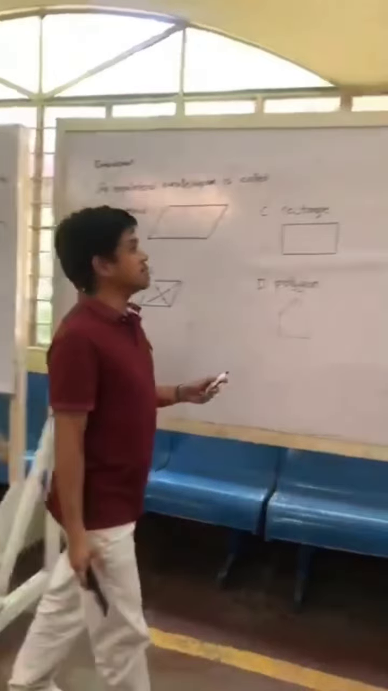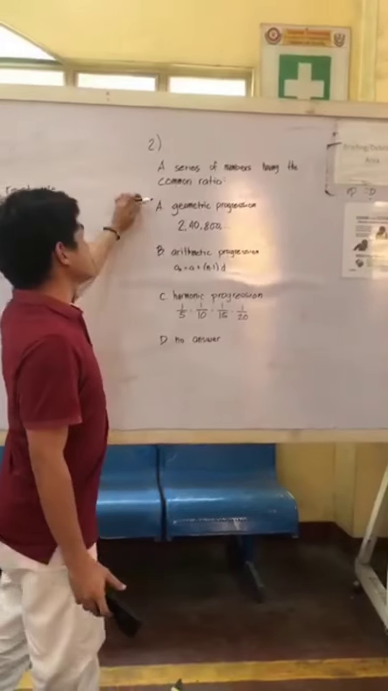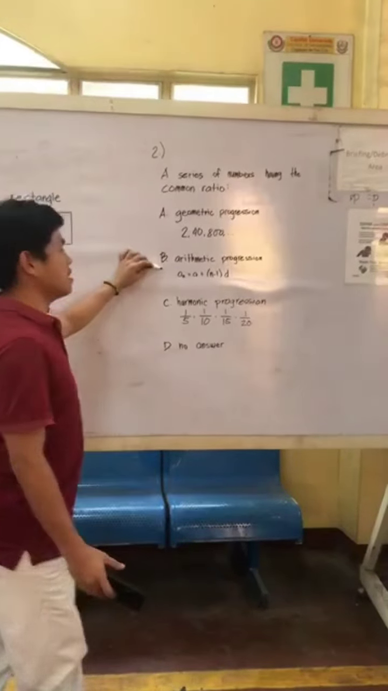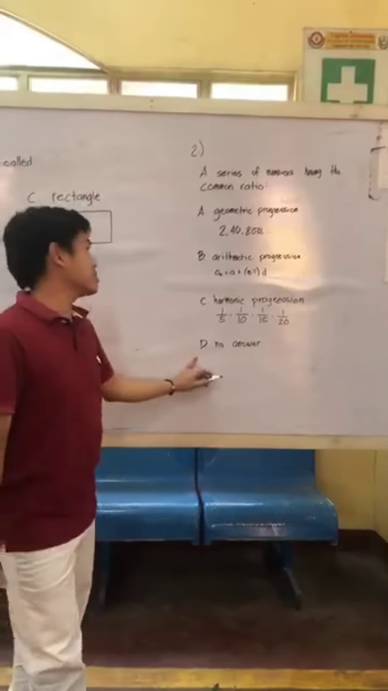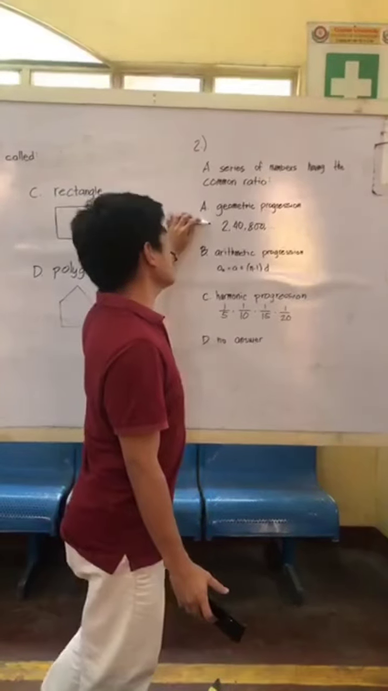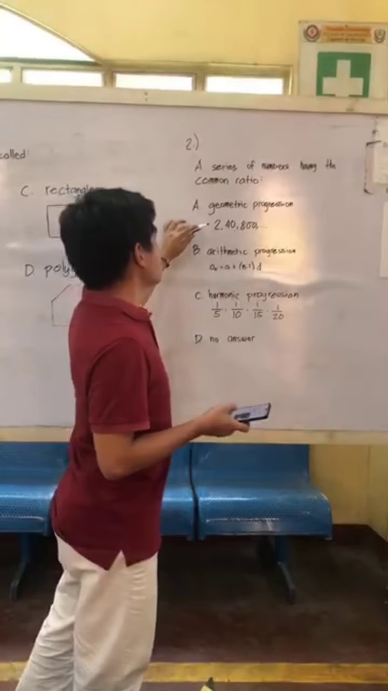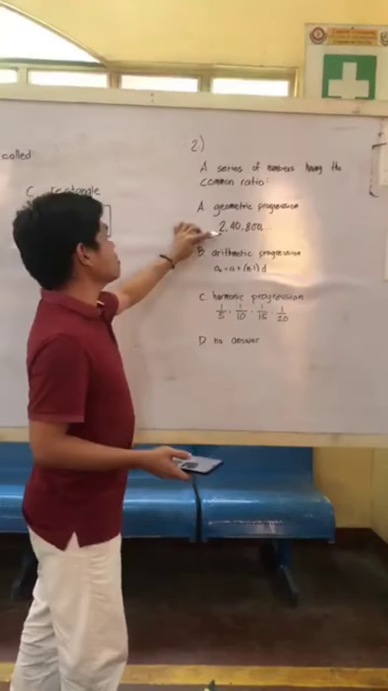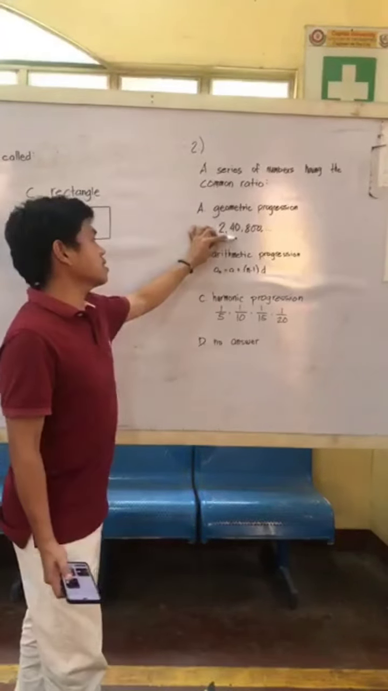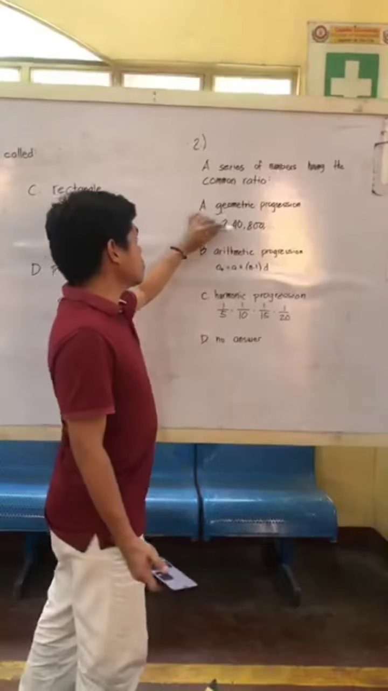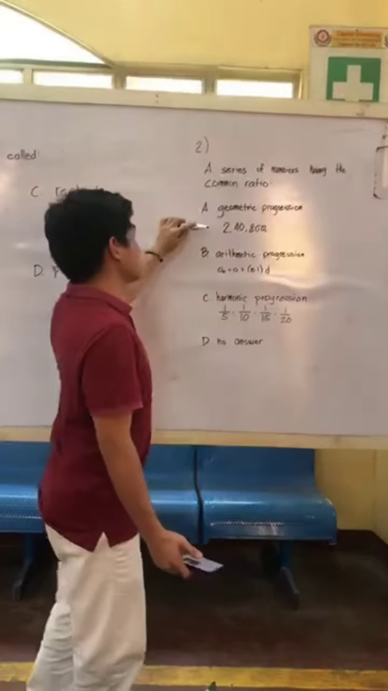So next is a series of numbers having the common ratio. A. Geometric progression, B. Arithmetic progression, C. Harmonic progression, or D. No answer. So geometric progression has a common ratio, which is 20. So here, you just multiply it by 20. 20 times 2 equals 40, then 40 times 20 equals 800, and so on and so forth. So the answer is letter A.